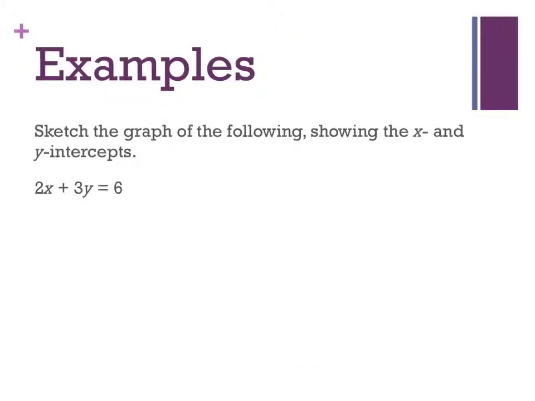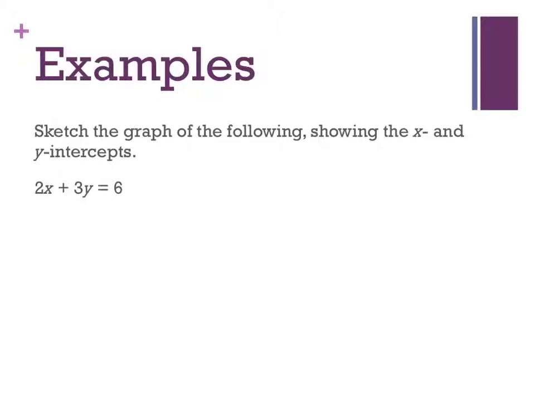Let's look at this. It says, sketch the graph of the following showing the x and the y-intercepts. So it says 2x plus 3y equals 6. That's going to be a bit harder to do. That looks a little bit different to some things that I've done so far. Okay, what do I know?